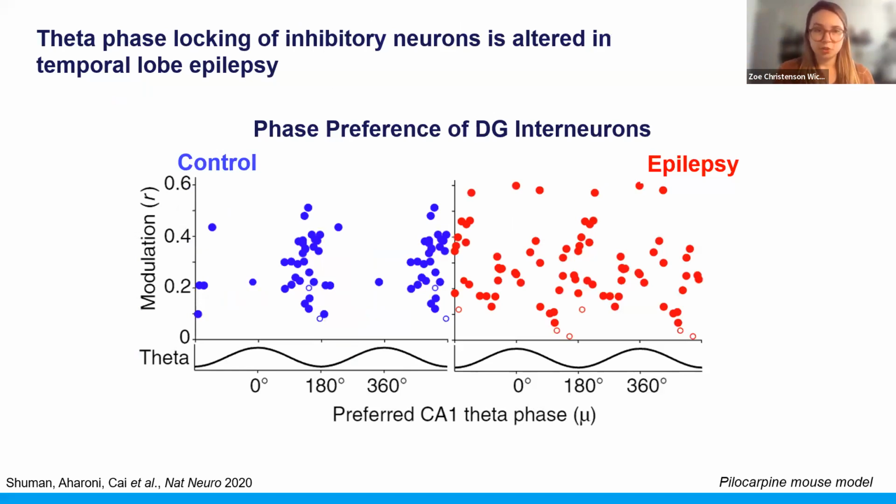And in Tristan Schumann, my PI's postdoc work, using this data collection method, he found that the theta phase locking of inhibitory neurons in the dentate gyrus specifically of epileptic mice was severely altered. So as you can see in the control mice, the inhibitory neurons' mean preferred firing phase is really nicely clustered around the trough of that CA1 theta oscillation. While in epileptic mice, their inhibitory neurons have preferred firing phases that are more widely distributed across all the phases of this theta oscillation.